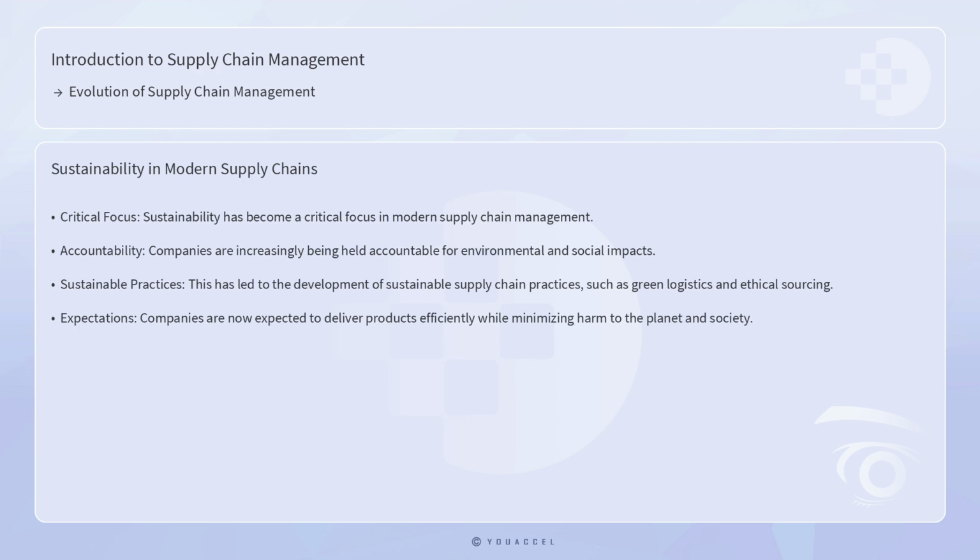Sustainability has also become a critical focus in modern supply chain management. As awareness of environmental issues grows, companies are increasingly being held accountable for the environmental and social impacts of their supply chains. This has led to the development of sustainable supply chain practices such as green logistics and ethical sourcing, which aim to reduce the environmental footprint and promote social responsibility. Companies are now expected to not only deliver products efficiently, but also to do so in a way that minimizes harm to the planet and society.